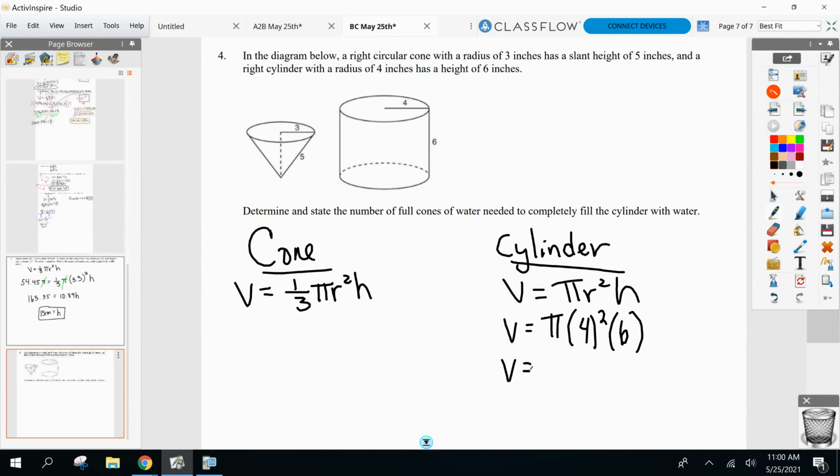All I'm gonna do is find the volumes of both, and then I'm gonna need somebody to finish class off with, all right, how can I use both volumes to figure out how many full cups I need?